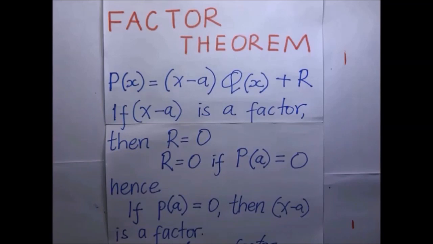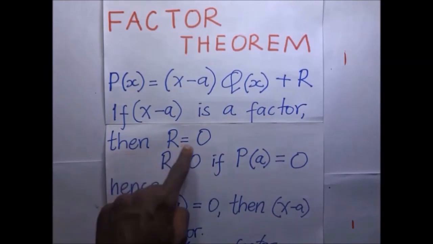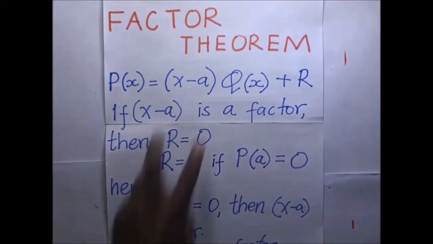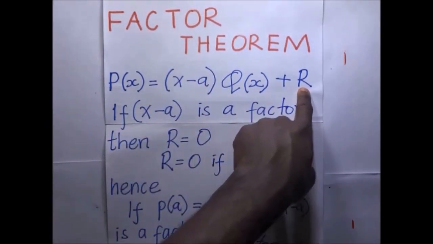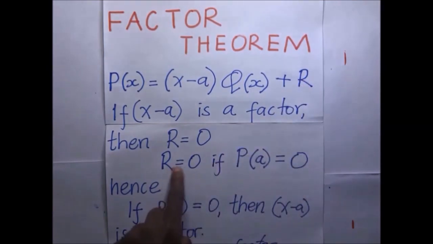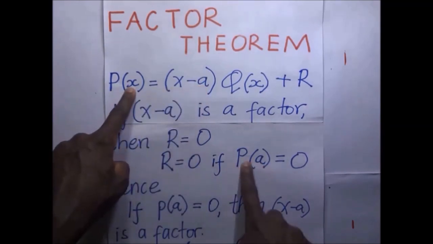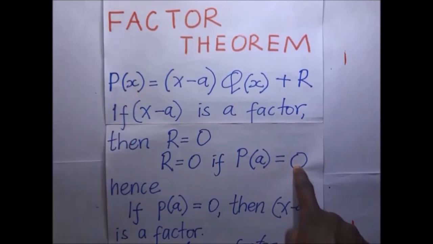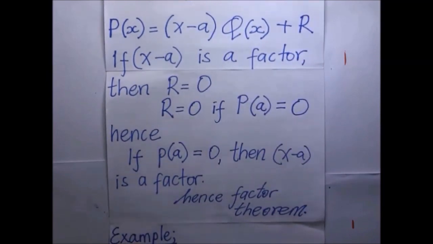Like in our write-up here, it is saying that if x minus a, which is the divisor here, is a factor, then r is equal to 0. If this is not a factor, then we will get a certain remainder. It could be 2, 3, or whatever number. So r will be equal to 0 if, when we substitute a in the polynomial, we get the answer 0. Therefore, if p of a is equal to 0, then x minus a is a factor, and that is what constitutes the factor theorem.